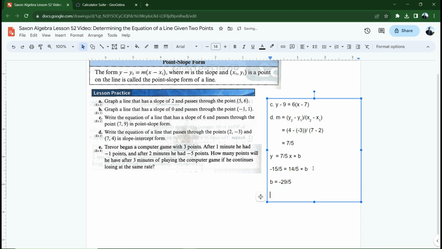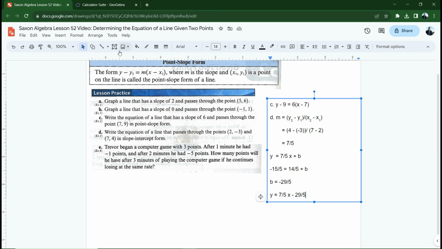So my final equation is ugly, but sometimes they are. Okay, it's going to be y equals 7 fifths x minus 29 fifths. 29 fifths is the same as 5 and 4 fifths, so it's minus 5 and 4 fifths. That means it crosses the y-axis at negative 5 and 4 fifths. Okay, all right, that's D.